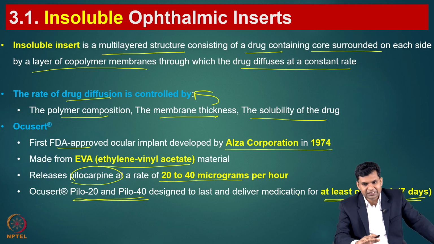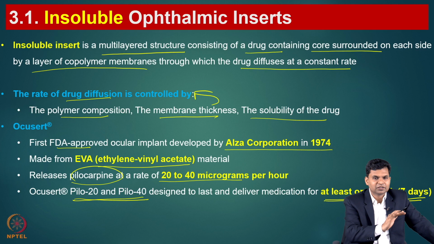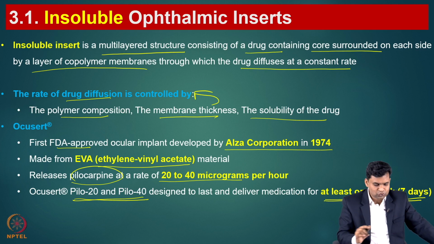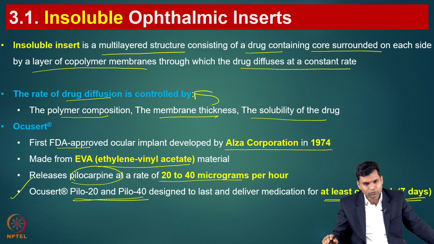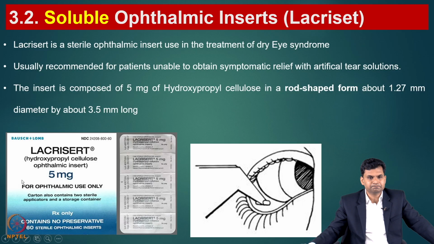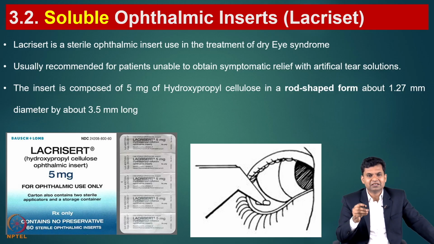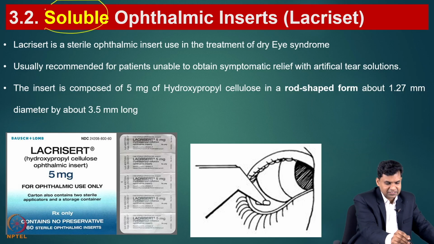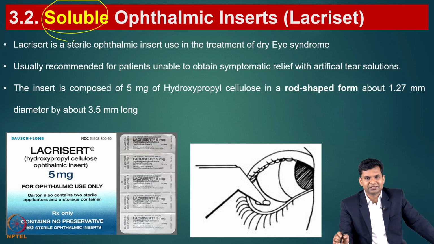So, that is a greatness compared with the conventional solutions. So, with this Ocusert Pilo 20 and 40 can be used for 7, sometimes even 21 days. The second category is soluble ophthalmic inserts. Here, these will disintegrate or solubilize after the treatment. So, that is why it is considered a soluble ophthalmic insert.